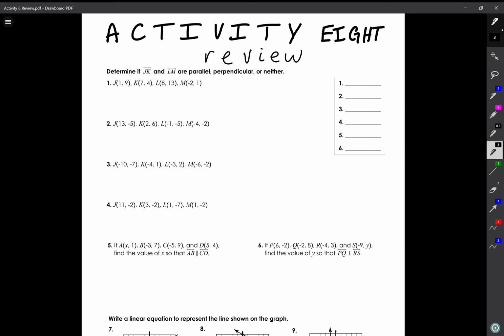Alright, hey guys, this is a video on the solutions for the Activity 8 review. So first we're going to start with numbers 1 through 4, and with this one you're determining if JK and LM are parallel, perpendicular, or neither.